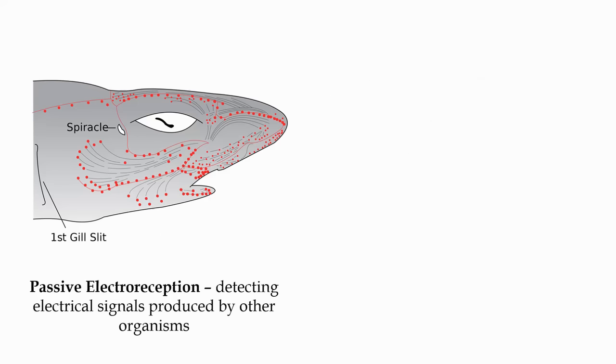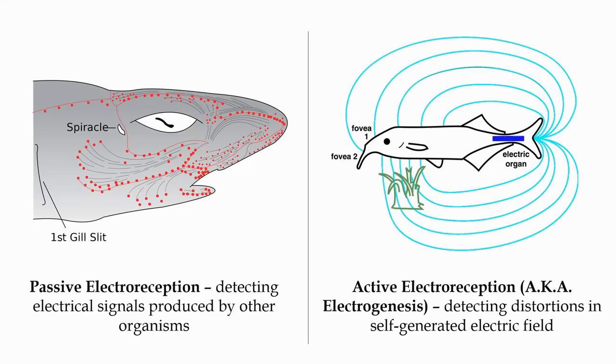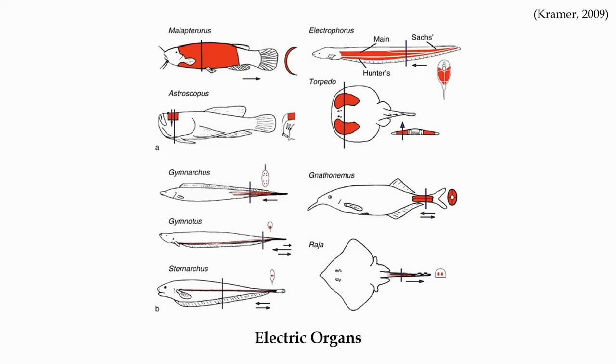Most electroreceptive species are only capable of passive electroreception, which simply involves detecting electrical activity from external sources, but at least six clades have evolved active electroreception, or electrogenesis, the ability to produce their own electric field around themselves and detect the distortions that occur as anything passes through it. This is accomplished using a special battery-like electric organ derived from modified muscles or nerves, which is usually located in the tail or along the length of the body.